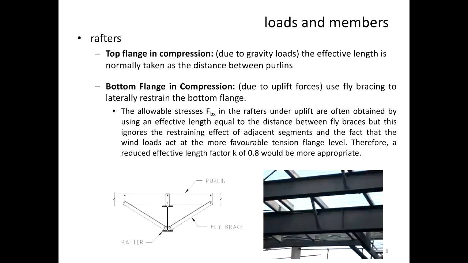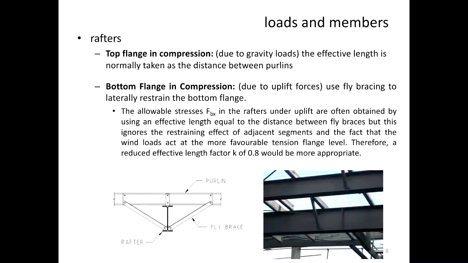So what will happen is that the bottom flange is likely to fail by buckling as well. At the top, we've got the purlins, but at the bottom, we have nothing. Is that correct? So to prevent that from happening, we use what we refer to as fly bracings. Can you see this? That one there? That fly bracing is connected to the purlin, and then it's connected to the bottom flange of the rafter.